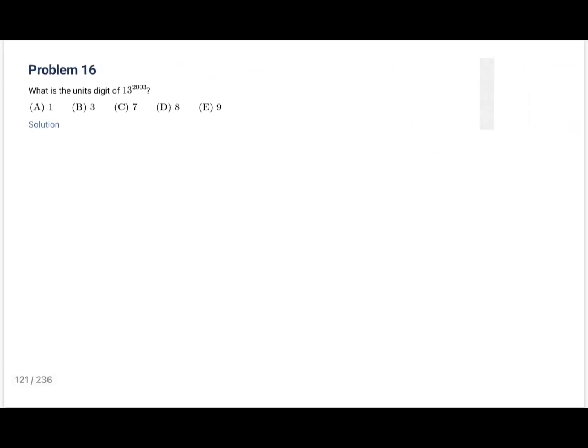And what is the units digit of 13 to the 2003rd power? Okay, so for this one, we are just looking at the units digit. So it's the 3. The 3's pattern is 3, 9, 7, 1. Since 2003 is 4 times 500 plus 3, the remainder is 3, so it will be this one here. The answer is C.